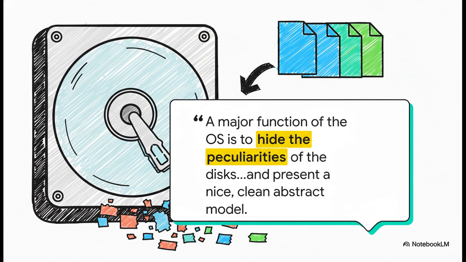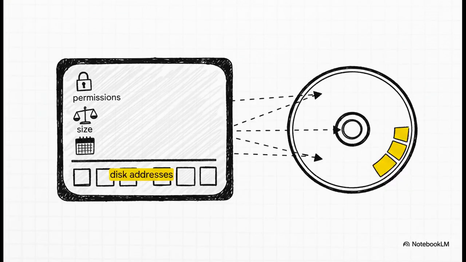Spinning disks, moving parts, data scattered all over the place. But the OS hides all of that mess and just gives us this simple, beautiful idea, the file. So how does it actually find anything? Well, here's a peek under the hood.